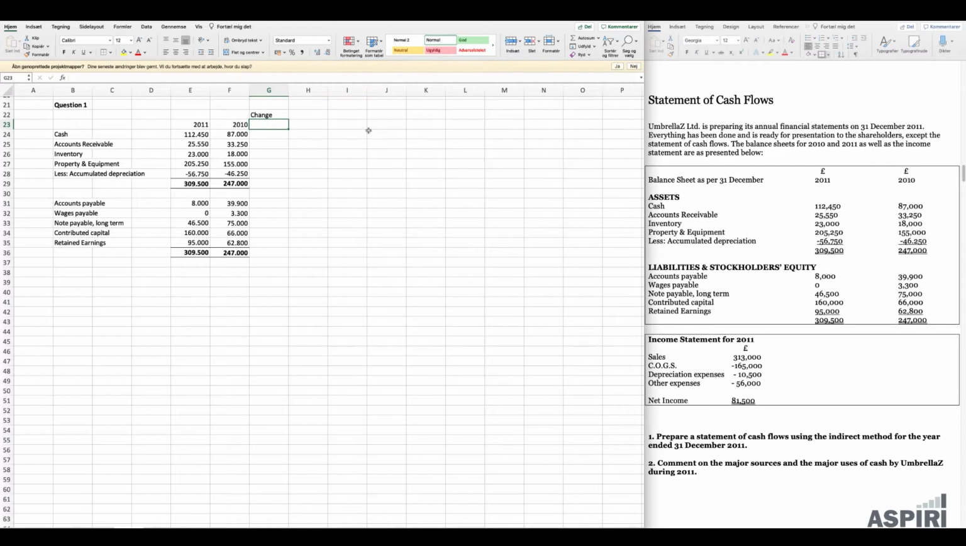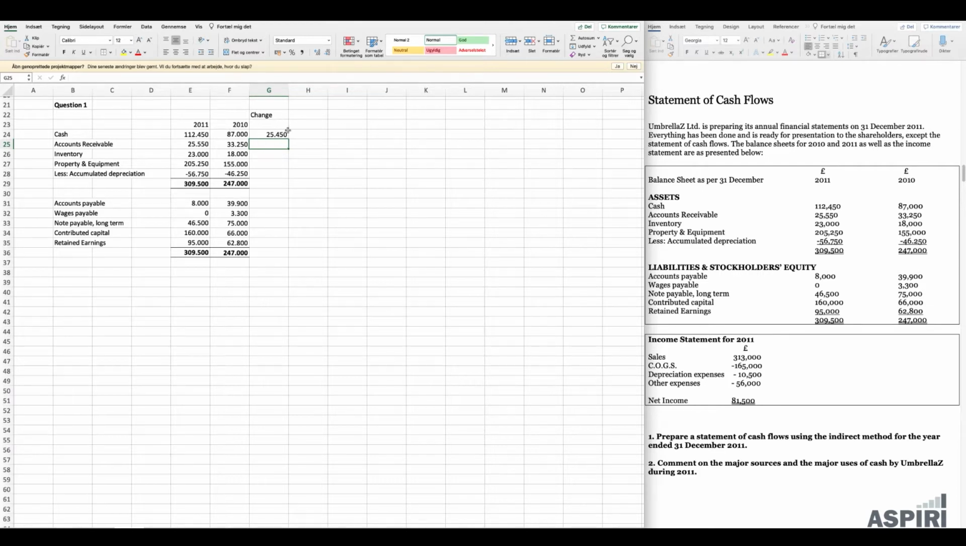So what we want to do is take the calculation here in Excel. I would do it like the following, taking 2011 minus 2010 numbers. So that is for cash, 112,450 minus 87,000. And you see here, and this is a good sanity check, that it has increased by 25,450. And this looks roughly right when you look at the numbers.